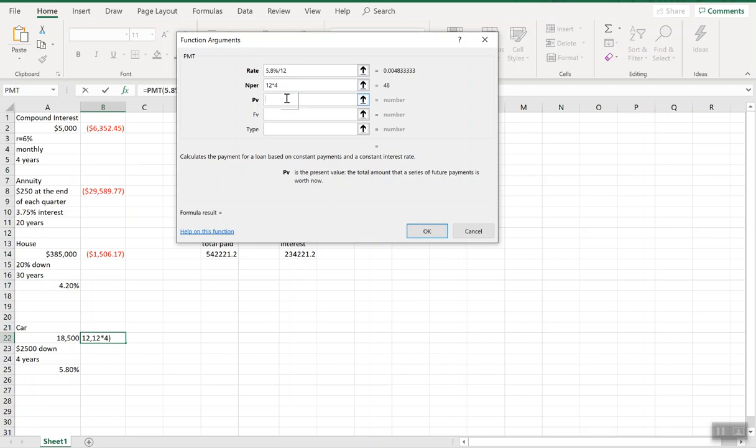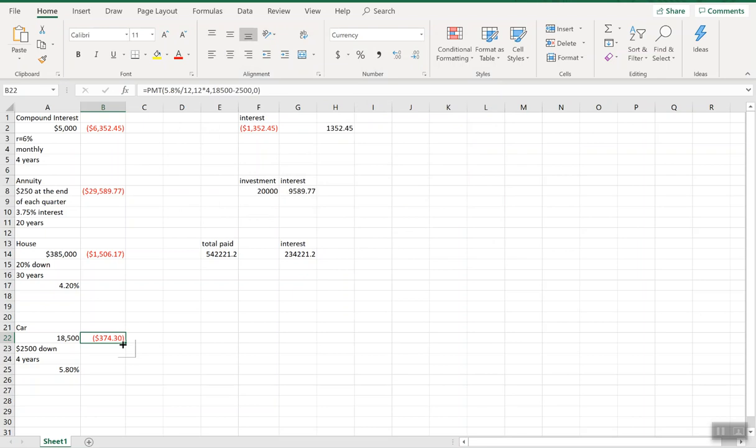Present value, now look what I did. I said it was $18,500, but I gave you a $2,500 down payment. So I'm putting in here, making it do it for me, 18,500 minus 2,500 is 16,000. Future value, once again, 0. And as always, leave that type empty, hit OK, and it says you're going to pay $374.30 per month.